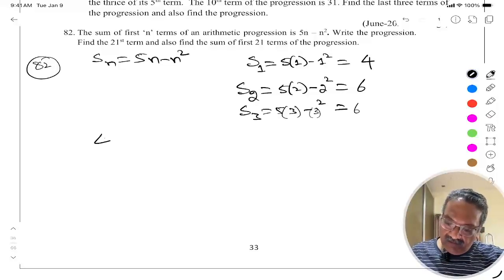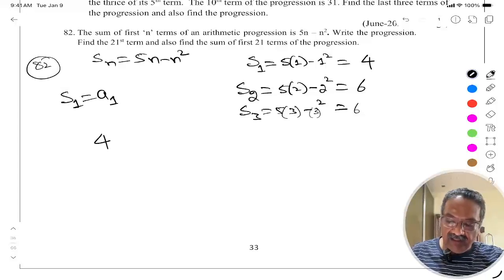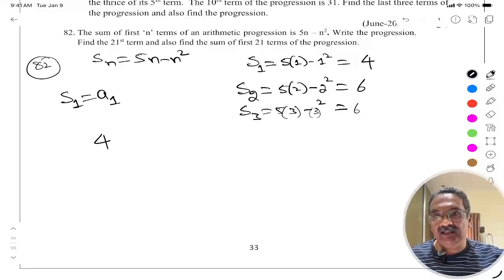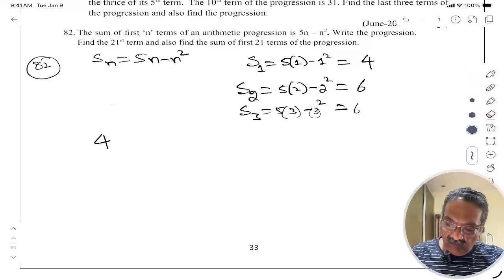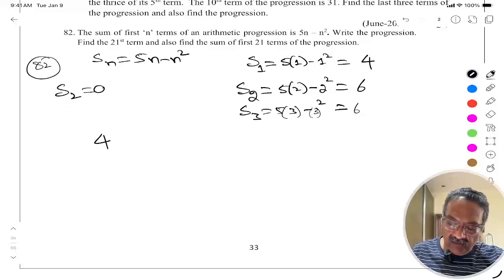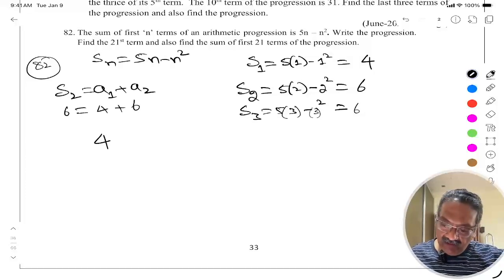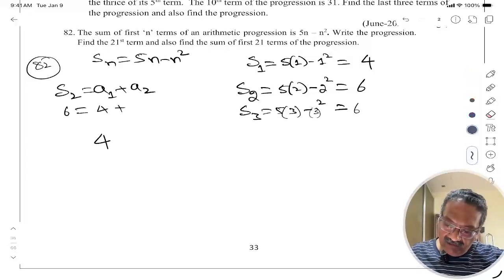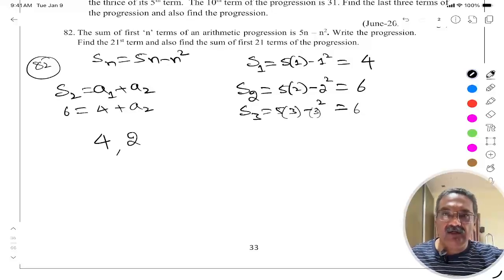So the first term is, see, S1 will be same as A1. Actually, if we take only one term, the sum of that term is the term itself. Now what is S2? S2 is equal to A1 plus A2. So but we have S2 is 6 is equal to A1 is 4 plus A2. So A2 will be 6 minus 4 is 2.